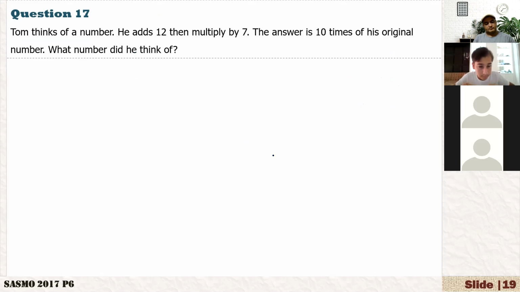Read the next question. Tom thinks of a number. He adds 12, then multiplies by 7. The answer is 10 times his original number. What number did he think of? This is a very easy question. Okay, 1 minute. Do it and let me see.